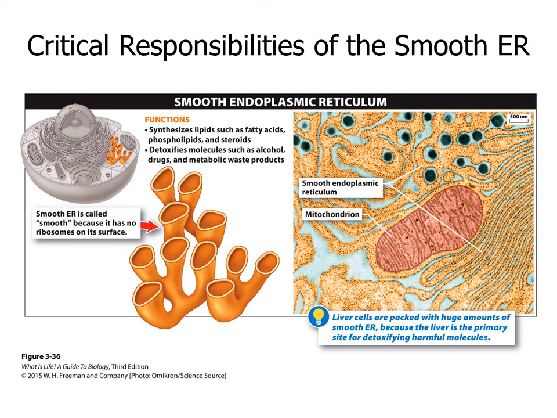Another critical responsibility of the smooth ER, especially in human liver cells, is to protect us from the many dangerous molecules that get into our body, such as alcohol, antibiotics, barbiturates, amphetamines, and other stimulants that we may consume, along with many toxic metabolic waste products produced in our bodies. So the smooth ER will detoxify that stuff.